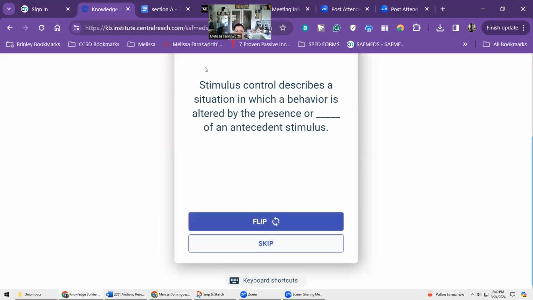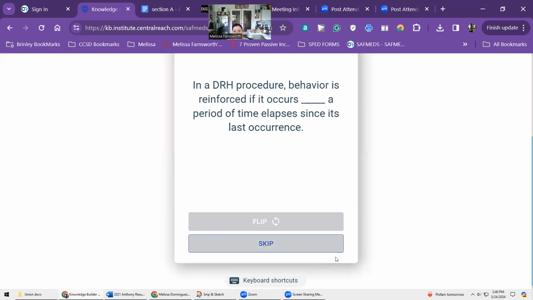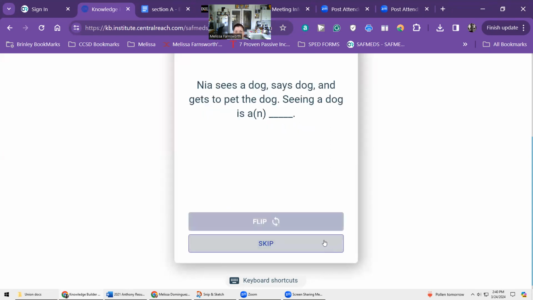Stimulus control describes a situation in which a behavior is altered by the presence or absence of an antecedent stimulus. In a DRH procedure, behavior is reinforced if it occurs before a period of time elapses since its last occurrence. Nia sees a dog, says dog, and gets to pet the dog. Seeing a dog is an antecedent.